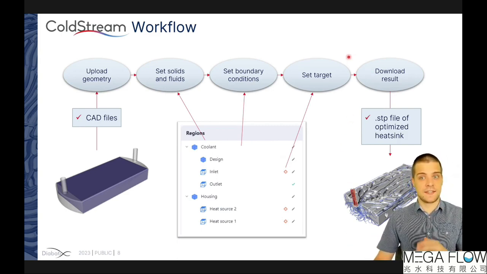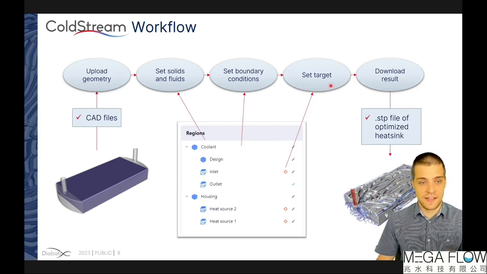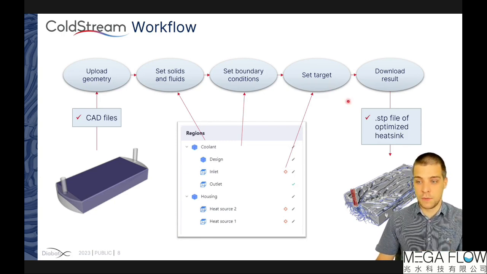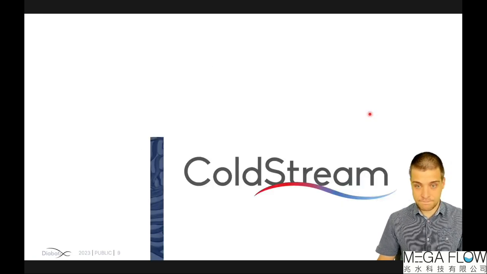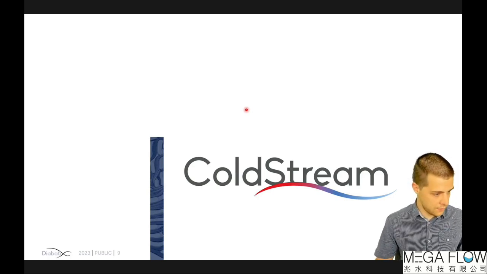And that's basically it. So once you completed all these steps, you can then submit the case. ColdStream will then fully autonomously cycle through hundreds and hundreds of designs. And once ColdStream is ready, you will be able to download the optimized geometry in step file format. Okay, I think I've used the slides enough for now. So I will switch to the software.